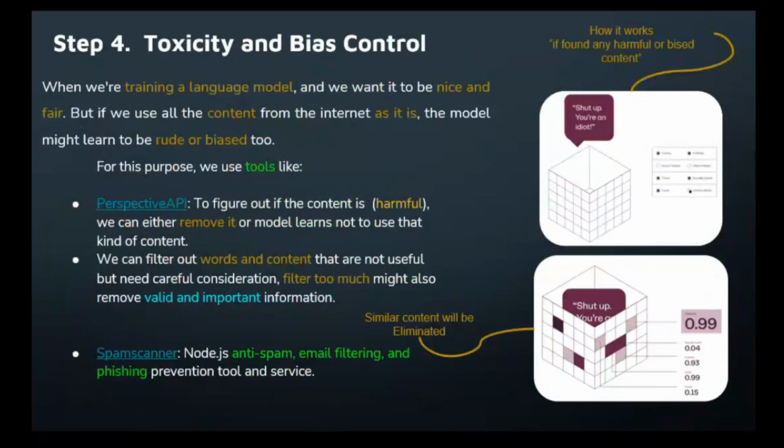Let's discuss how we can remove toxicity and biases from the whole dataset. We do not want our model to learn harmful or biased content. So we use tools like Perspective AI and Spam Scanner to filter out the bad stuff and ensure our models are ethical and unbiased. Spam Scanner is basically a tool which automatically scans, and if there exists any content that lies in the category, it will eliminate it from the whole dataset.